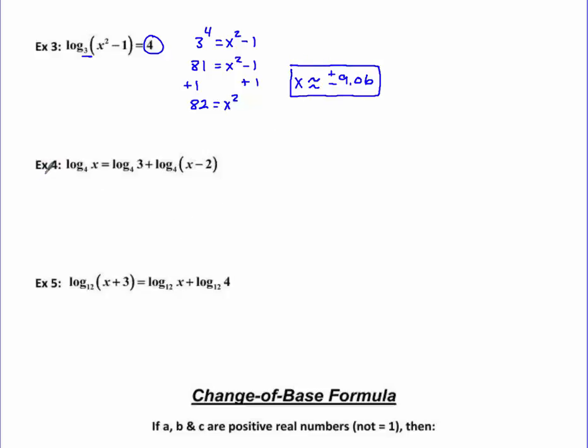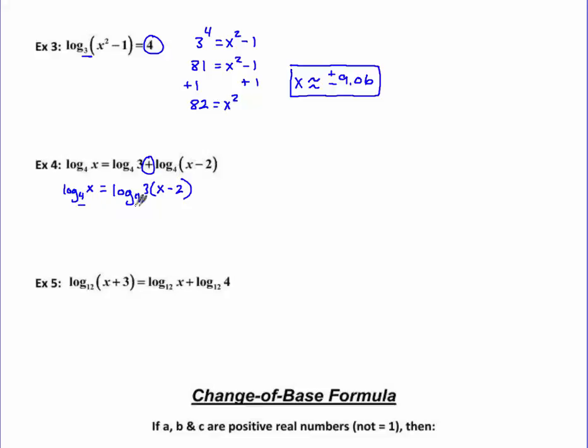Alright, so here we have an example with several logs in it, but luckily they're all base 4, so we just need to do a little simplifying or condensing, and this will be nice and simple. So log base 4 of x. Now over here we have log base 4 of 3 plus log base 4 of x minus 2. So we're going to write that all as one log, so it's log base 4 of 3 times x minus 2. Remember, because they were added, we can combine them into a single log with multiplication.